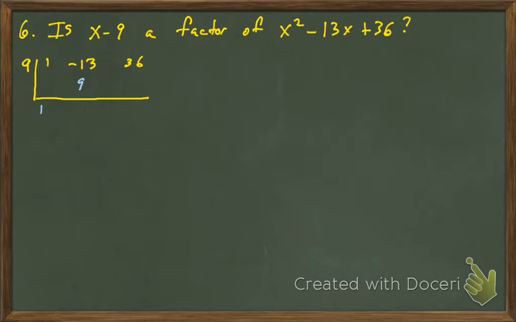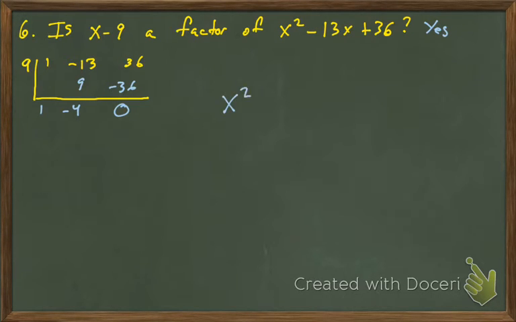Bring down the 1. 9 times 1 is 9. Negative 13 plus 9 is not 4, it's negative 4, pardon me. 9 times negative 4 is negative 36, and add, we get a remainder of 0. Because we've got a remainder of 0, we can say, yes, this is a factor.